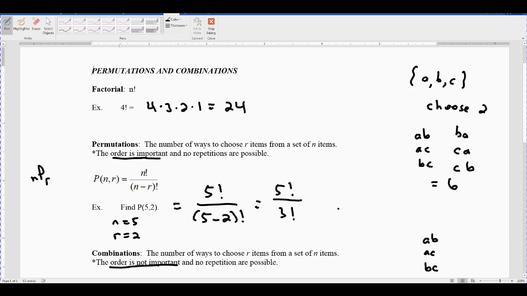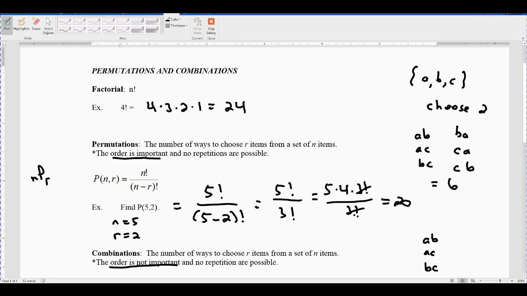And there's all kinds of ways to find this answer now. One way is just to do 5 times 4 times, now if I go down 3 times 2 times 1, that's the same as 3 factorial. Because the reason why I did that is I have 3 factorial on the bottom. Those will cancel, leaving 5 times 4, which is 20.